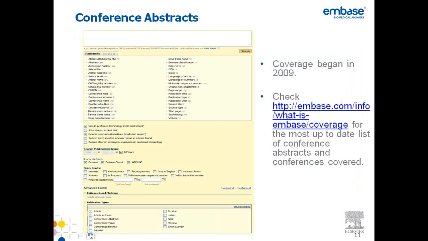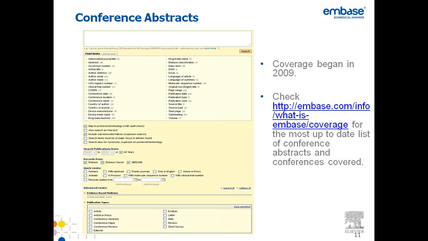So let's move on. We mentioned the conference abstracts earlier, and the number of conferences that we cover can be found on this particular link on our info site, embase.com/info. What is Embase coverage? You can review the conferences that are covered in Embase, and please do let us know if there are conferences that you are most interested in and you do not see them in the list. We're very interested to look at the conferences that you feel we're not covering yet, and the possibility of covering those in Embase.